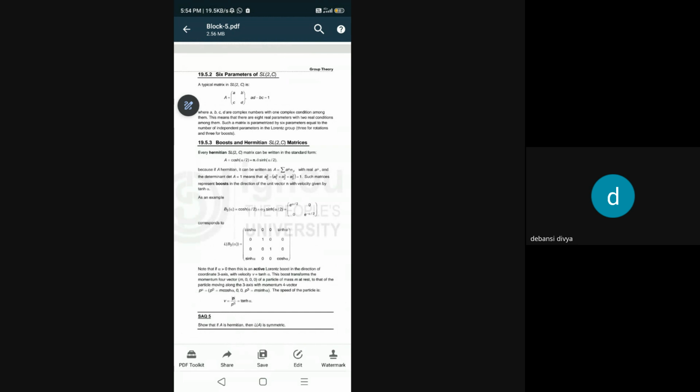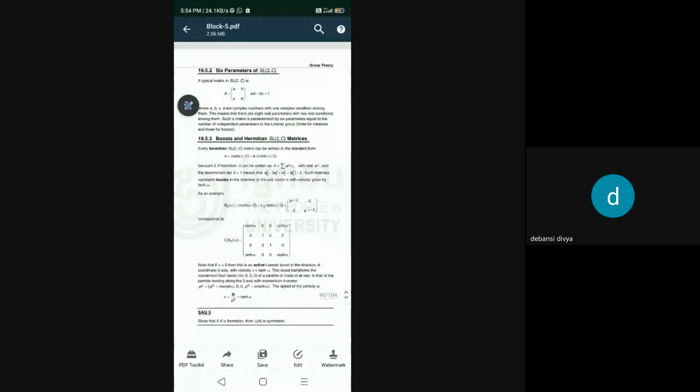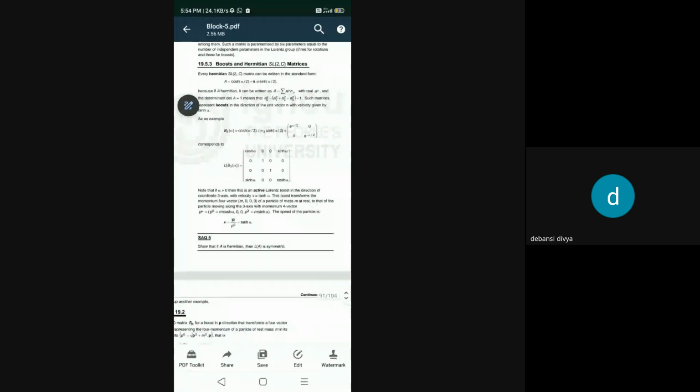A is equal to cosh(alpha/2) plus n dot sigma vector sinh(alpha/2). Because if A is Hermitian, it can be written as A equal to the summation of A superscript mu multiplied by sigma subscript mu with real A mu, and the determinant of A is equal to 1. So such matrices represent a boost in the direction of unit vector n and with velocity given by tanh alpha. Now the example is shown on the screen.